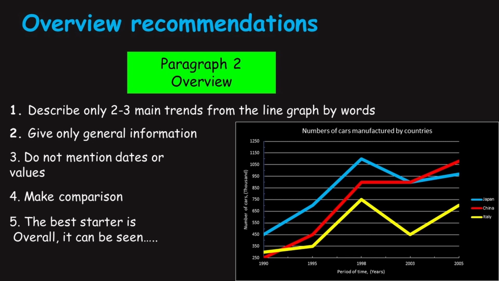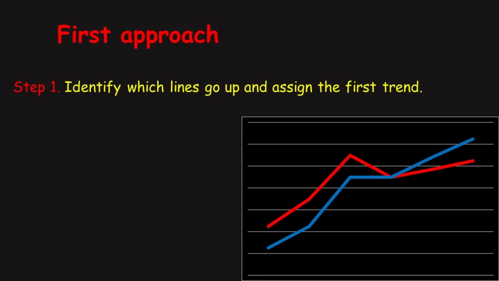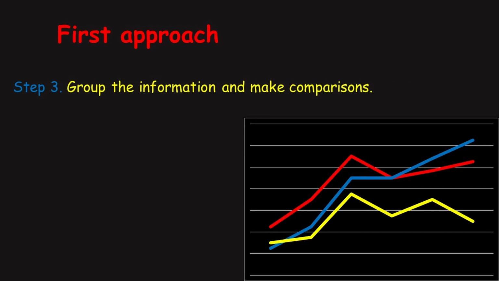Remember, always start your overview with the phrase "overall, it can be seen". It's the indicator for the examiner that you write an overview. It's time to identify the main trends in the line graph. I provided 2 different approaches. The first approach is based on identifying which lines have an upward trend or a downward trend. Step 1. Identify if 1 or 2 lines go up and assign the first trend. Step 2. Identify if the other line goes down and assign the second trend. Step 3. Group the information and make comparisons.